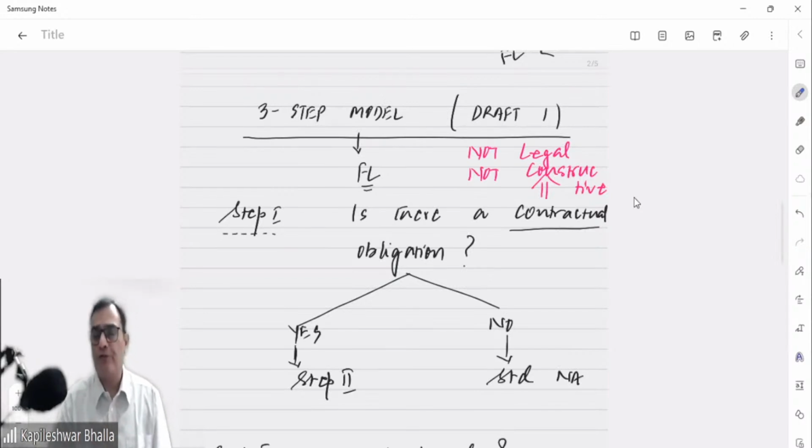Now remember, the focus is on the words contractual obligation. That means it's not legal, it's not by law, it's not constructive, where the company has accepted a responsibility on its own and you're creating an expectation. So it's not a constructive obligation, it's not a legal obligation. We're only looking in terms of contract. The contract leads to an obligation.